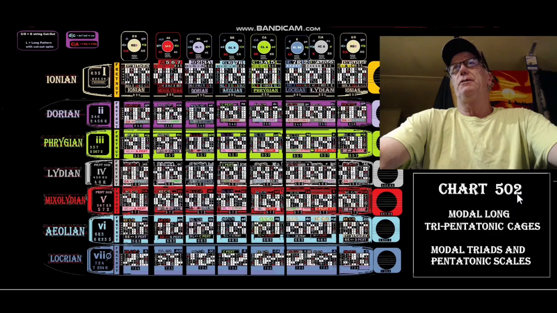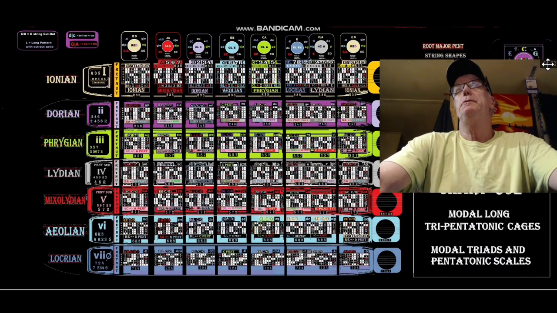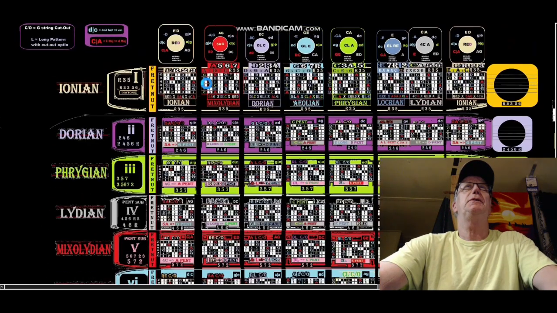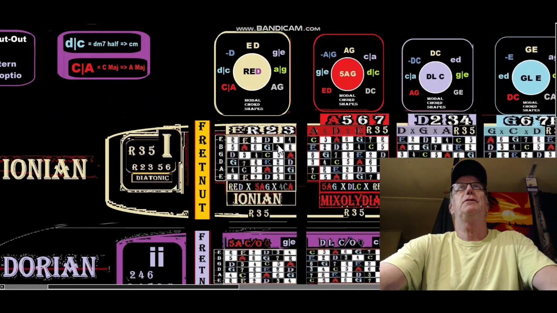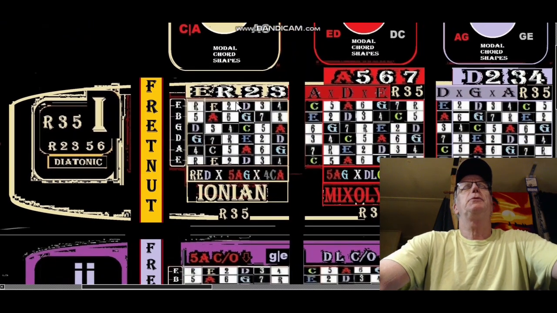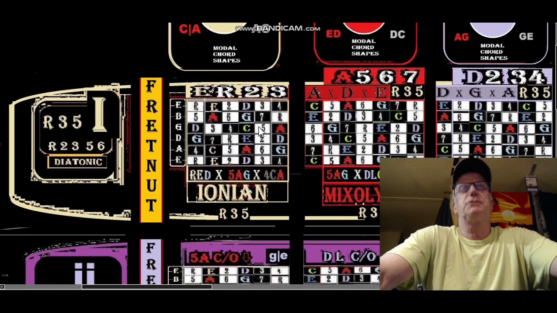We got chart 502 here, modal long pentatonic cages, modal triads, and pentatonic scales. We'll be focusing on pentatonics, and that means way up here in the Ionian box, but they're all the same, but they're not. In the Ionian box, we have the pentatonic scale, root 2, 3, 5, 6. This 5 is doubled, so you just choose which one you want to play, and then 5, 6, root 2, 3.